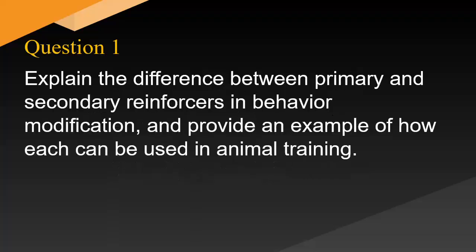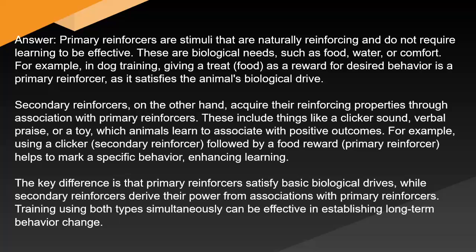Explain the difference between primary and secondary reinforcers in behavior modification and provide an example of how each can be used in animal training. Answer: Primary reinforcers are stimuli that are naturally reinforcing and do not require learning to be effective. These are biological needs, such as food, water, or comfort.